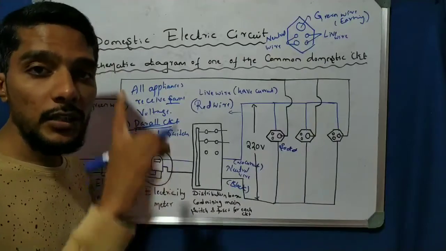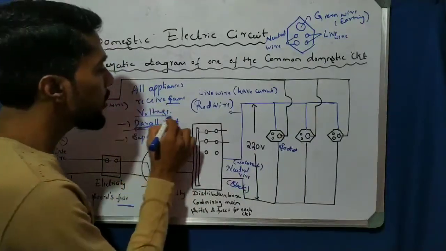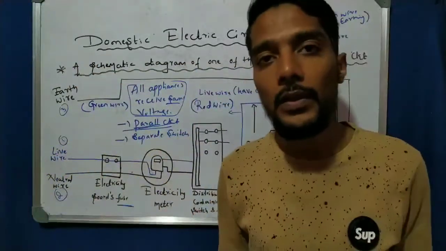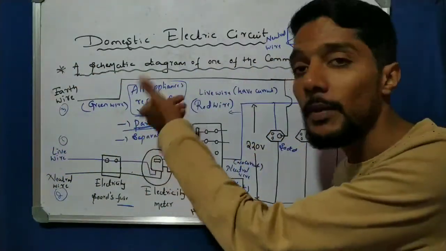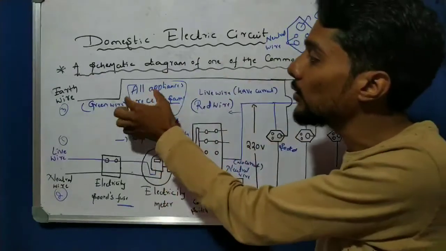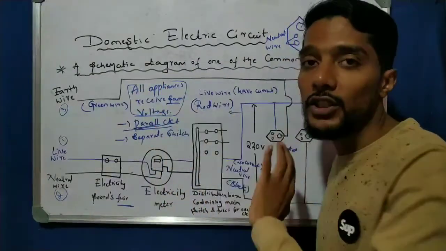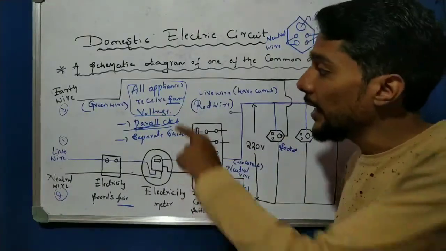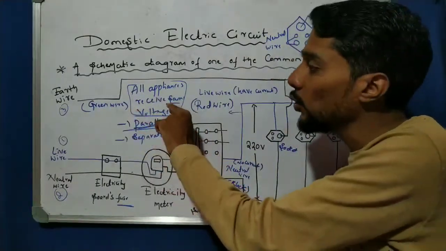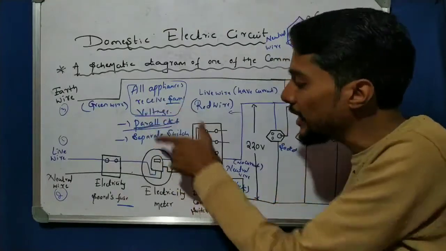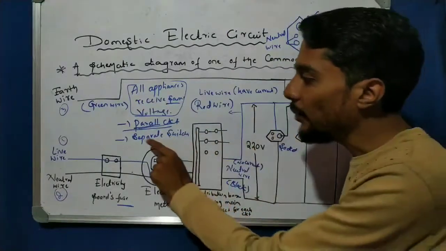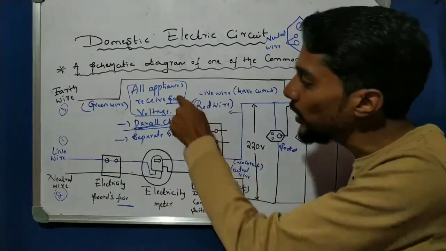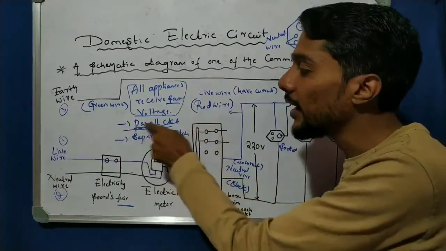How do we prove that the domestic circuits are parallel? One reason is the same voltage for all the appliances. If there were the same current, then we would say it is series, but it is not like that. It is the same voltage. Because of the same voltage, and because of the separate switches, we say that it is a parallel connection. So there are two reasons.